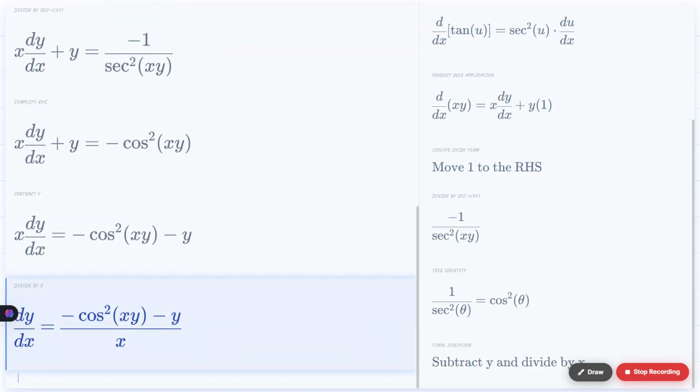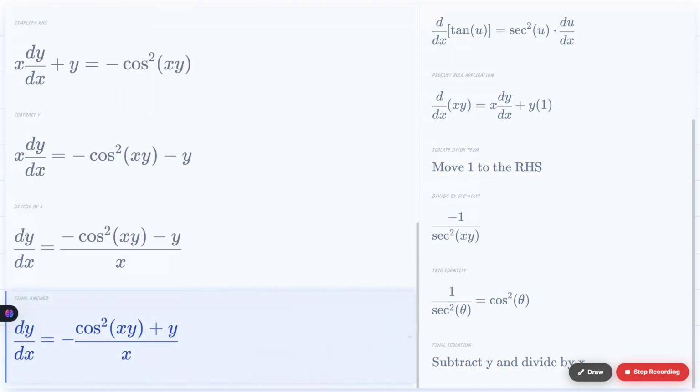We divide both sides by x. We do this to get dy divided by dx completely alone. Dividing both sides by the same number keeps the equation balanced. We look at our final answer. We do this to see what we found. The answer is dy divided by dx equals negative the quantity cos squared of xy plus y, divided by x.